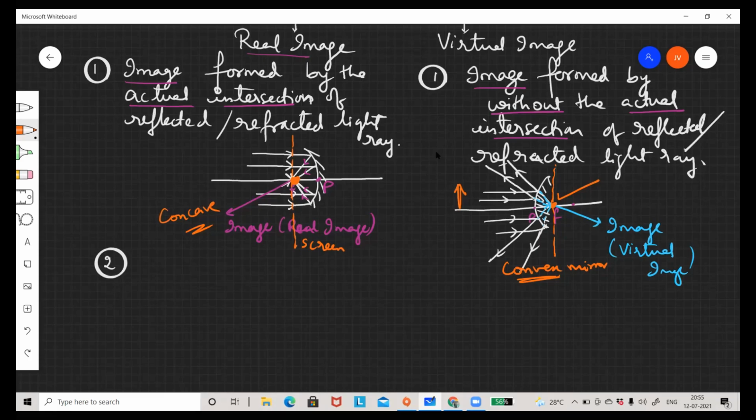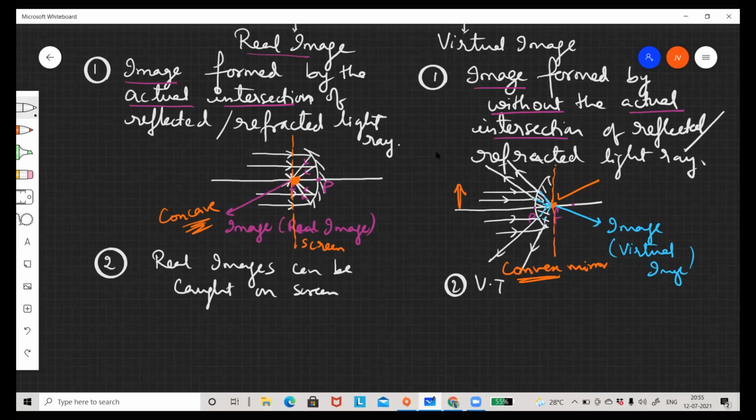Similarly, for a concave mirror, the image can be caught on a screen. For a convex mirror, the image can't be caught. Why? Because F is inside the mirror, not behind. So real images can be caught on a screen. Virtual images cannot be caught on a screen. How to remember? Just remember these two ray diagrams. If you can remember these two ray diagrams, you can remember where the image was.